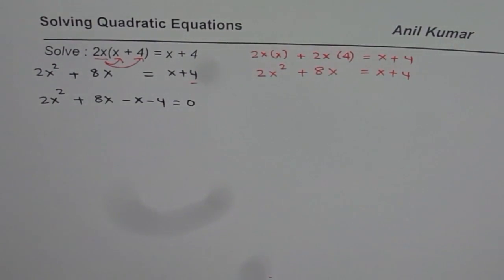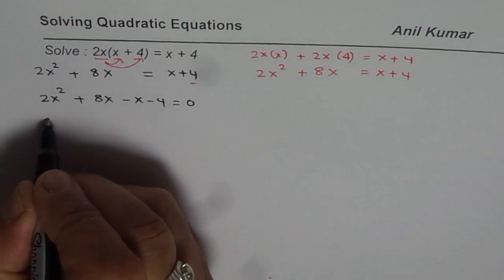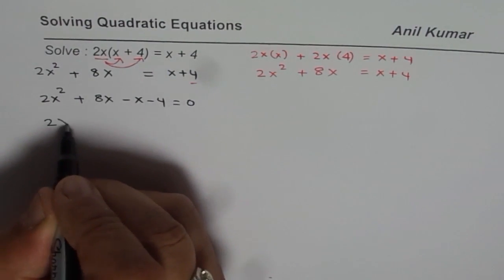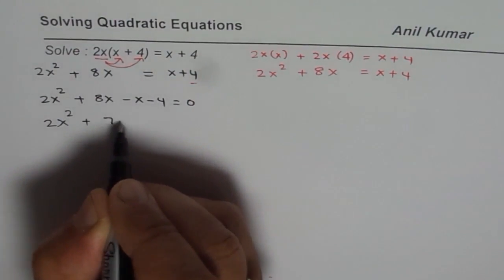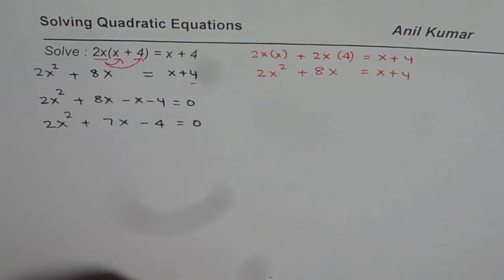Now we bring all the terms together on the left side and we can combine the like terms. So we have 2x squared plus 8x minus x, and 8x minus x is 7x. We'll write this as 2x squared plus 7x minus 4 equals 0.